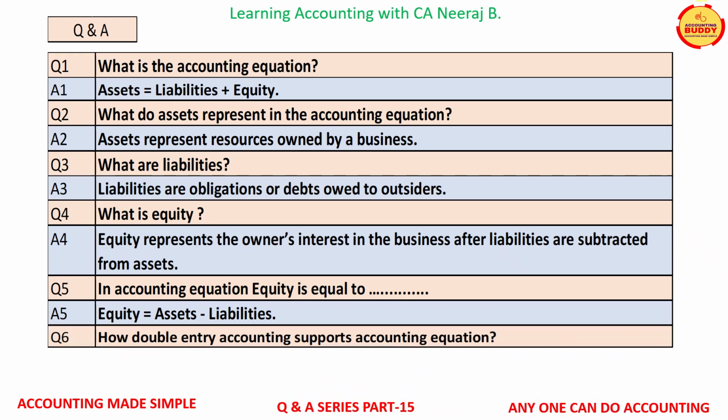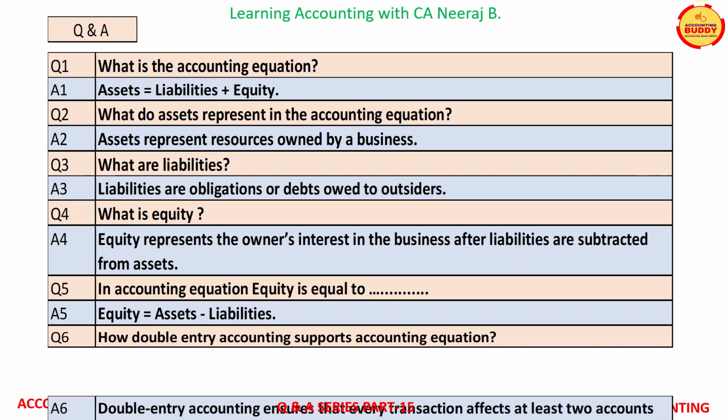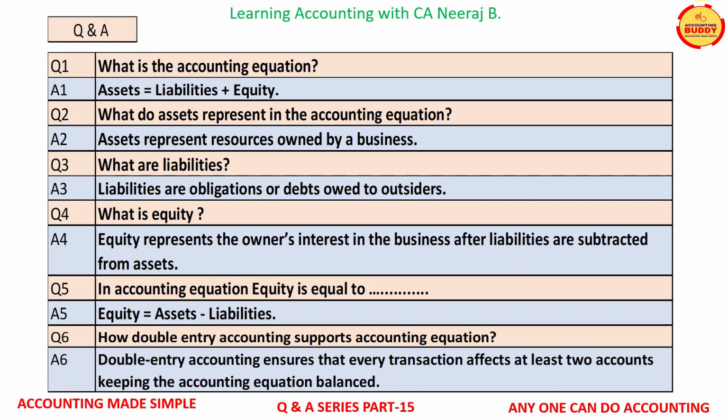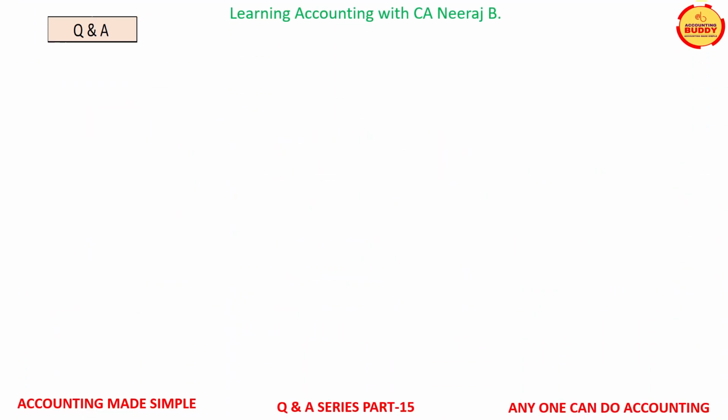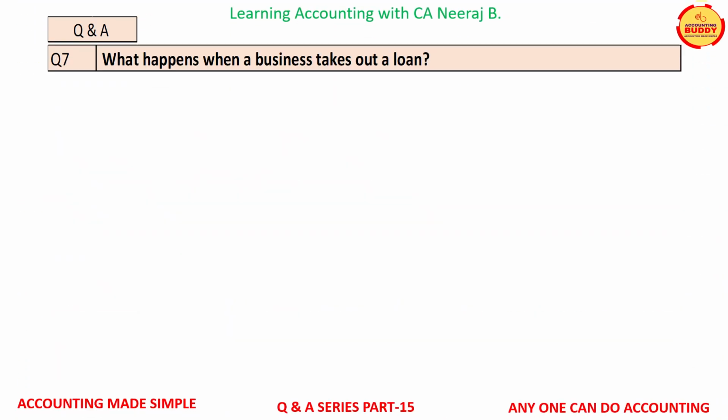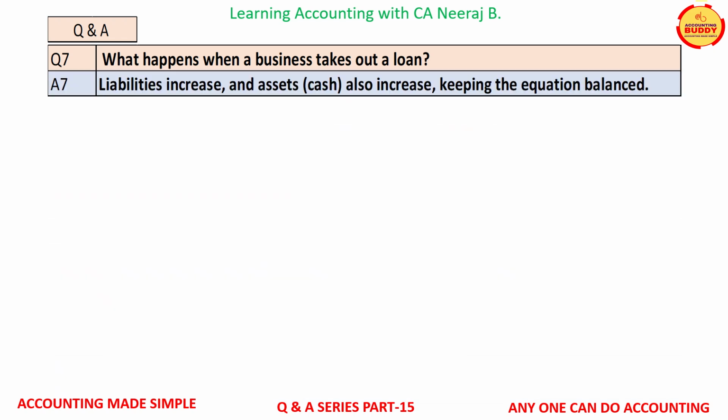Question number 6. How double entry accounting supports accounting equation? The answer is double entry accounting ensures that every transaction affects at least two accounts, keeping the accounting equation balanced. Question number 7 on your screens is what happens when a business takes out a loan? The answer is liabilities increase and the assets also increase, keeping the equation balanced.